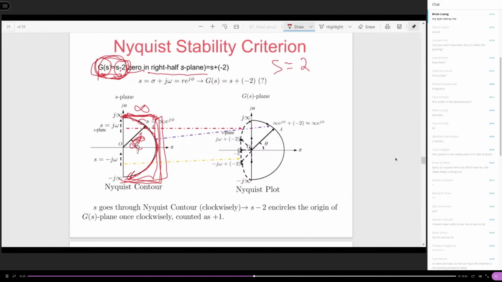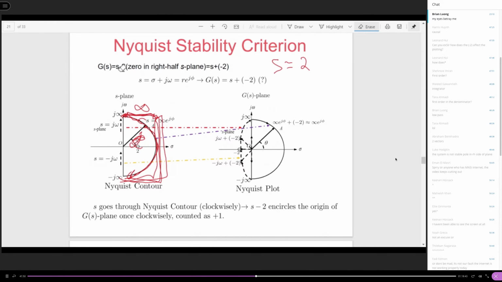Let's evaluate. We go back to the principle of the Nyquist plot. There's no more than that. I'm just doing a specific evaluation here. So you should be able to do it yourself, actually. Now let me erase that and clearly show that.